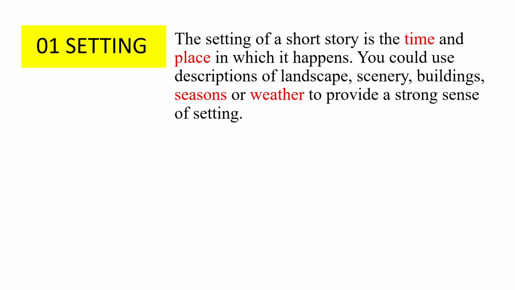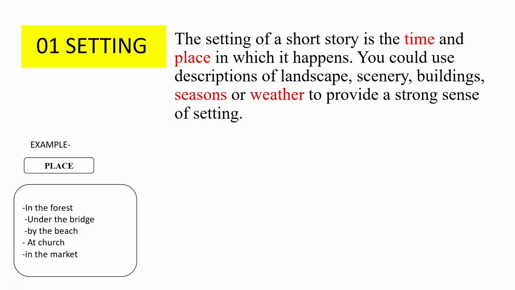The first element of short story is setting. The setting of a short story is the time and place in which it happens. You could use descriptions of landscape, scenery, buildings, seasons or weather to provide a strong sense of setting. So first one is place. Place like in the forest, under the bridge, by the beach, at church, in the market.